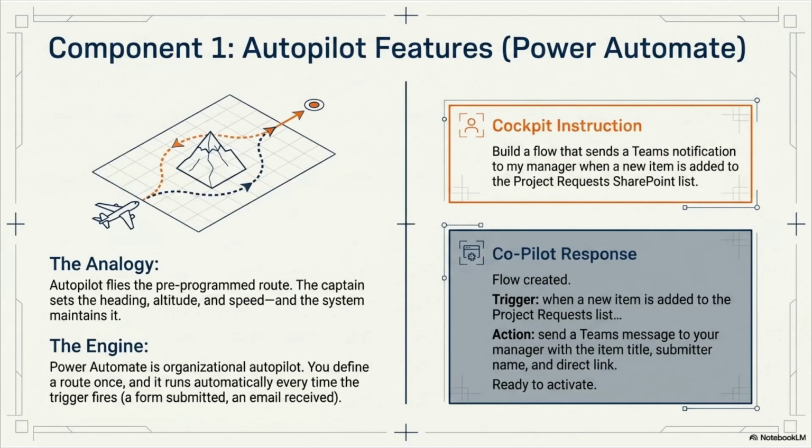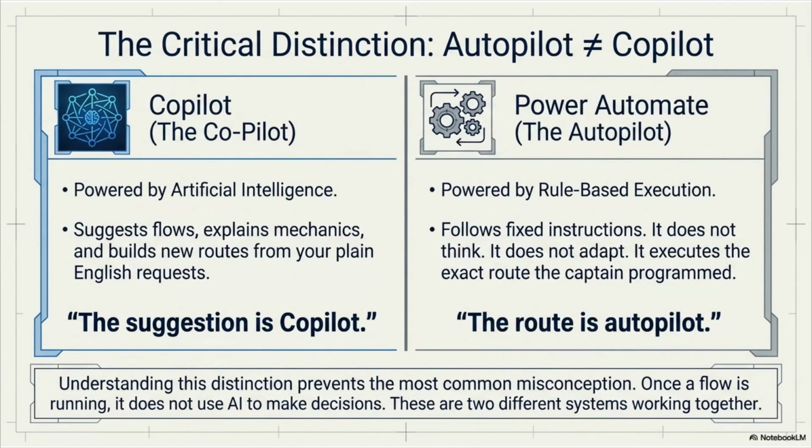Here's an example. The cockpit instruction: Build a flow that sends a Teams notification to my manager when a new item is added to the project requests list. The Copilot responds, flow created. The trigger, when a new item is added to the list. The action, send a Teams message to your manager with the item title, the submitter name, and a direct link. Ready to activate.